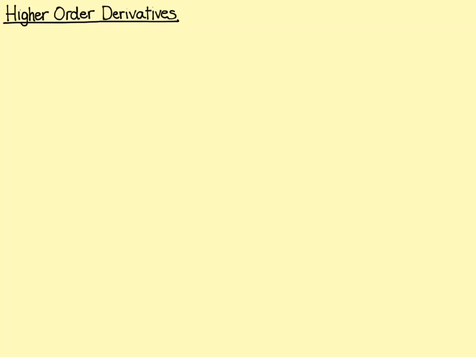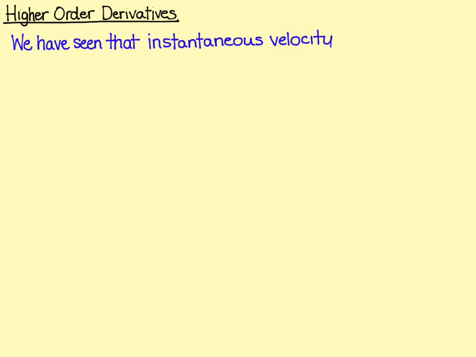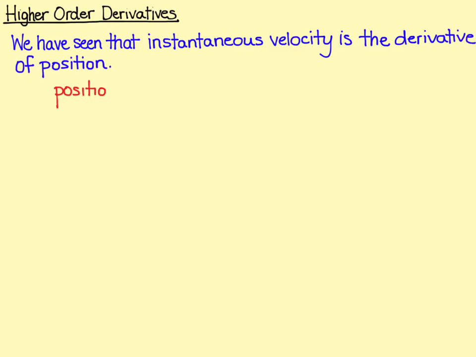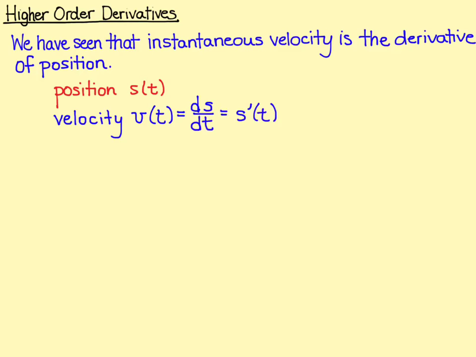The following video is on higher order derivatives. We have seen that the instantaneous velocity can be found by taking the derivative of the position function. So in other words, if the position is given by s of t, then the velocity v of t can be found by doing ds by dt, or in other words, s prime of t.